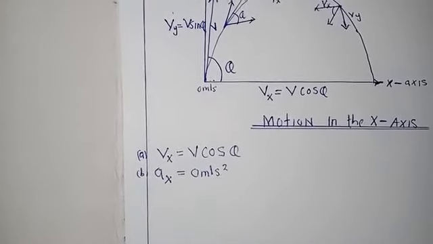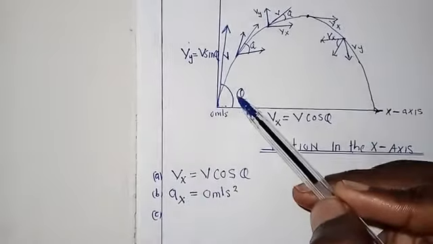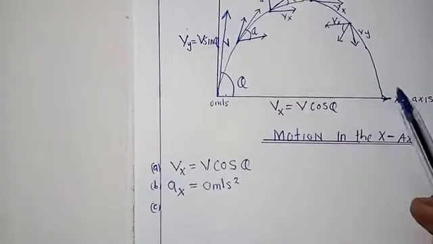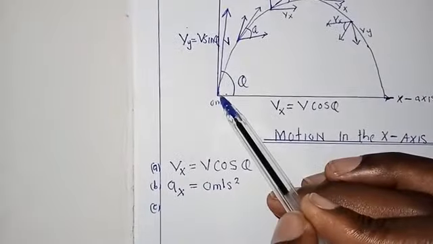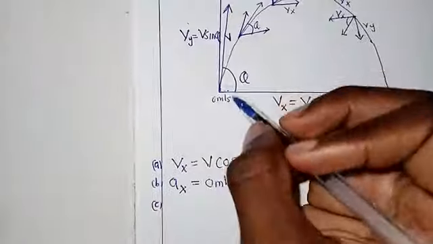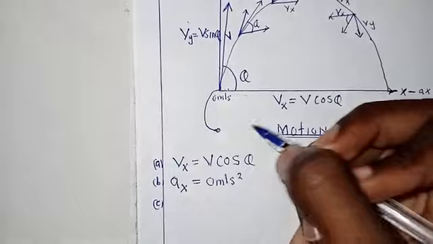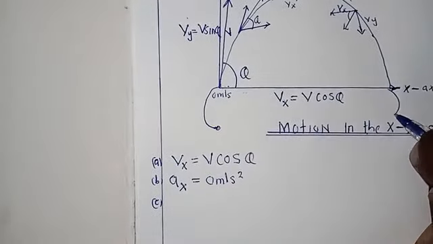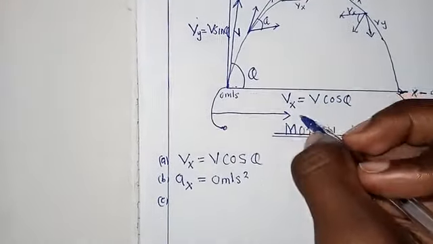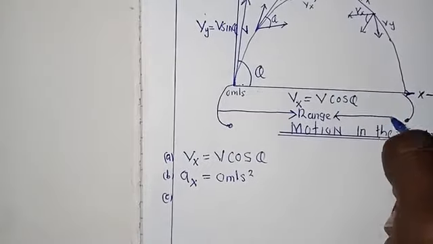Now, like I said, this stone is covering this distance from 0 meters per second up to here. The distance covered in the x is this one. Now, this distance from here up to here is simply what we're calling the range. This is the range.